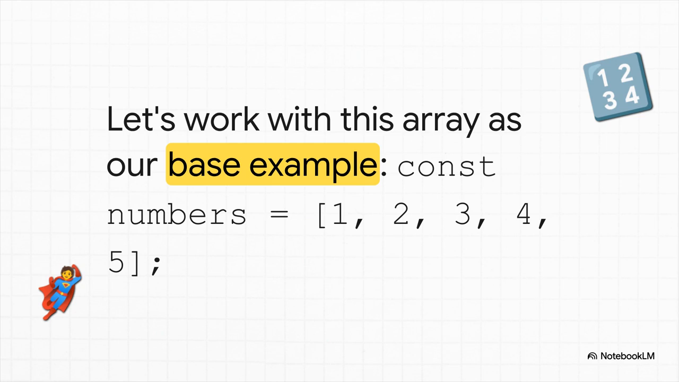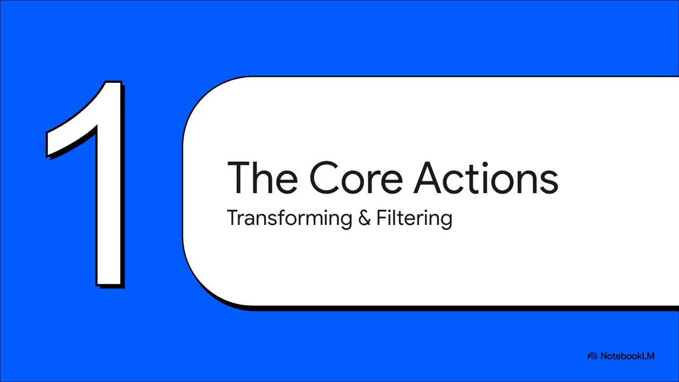So let's meet our hero for this little data journey. It's a super simple array of numbers, just 1 through 5. We're going to take this basic list and put it through its paces to see what it's really capable of. Okay, our first stop is all about shaping our data. First, we're going to learn how to transform every single item in our array, and then we'll see how to filter it down so we're only left with the stuff we actually care about.